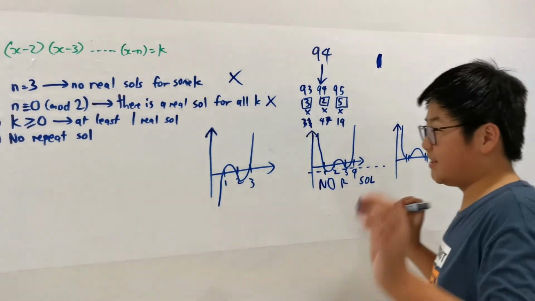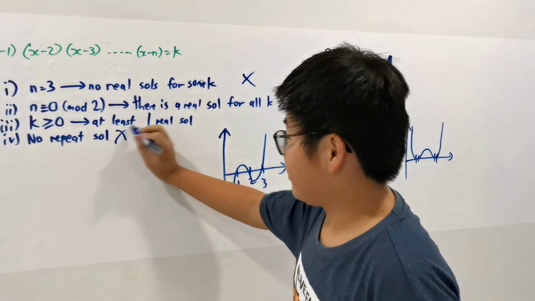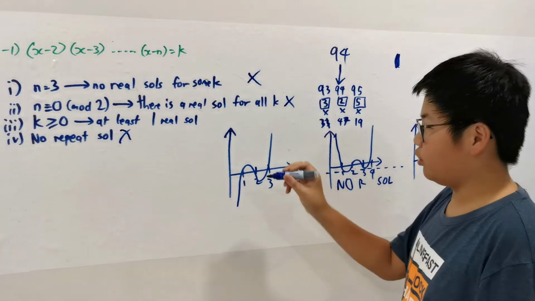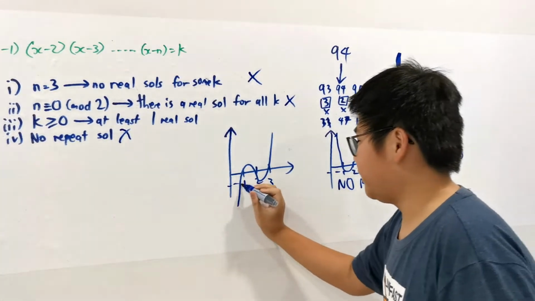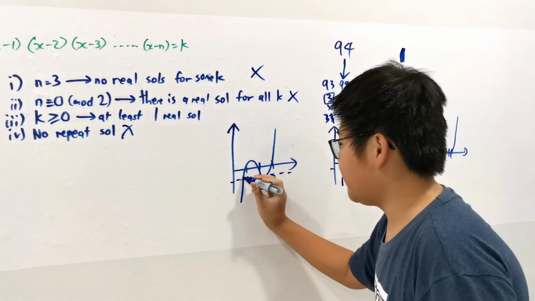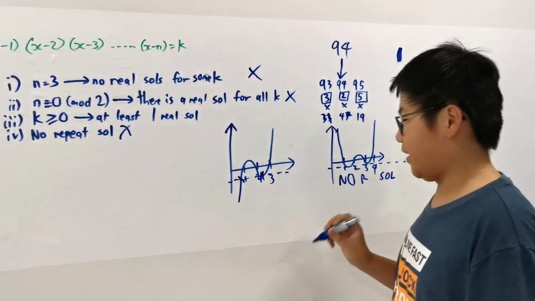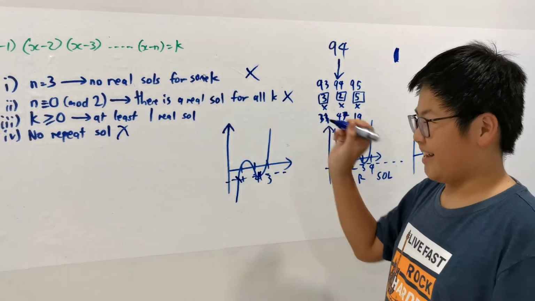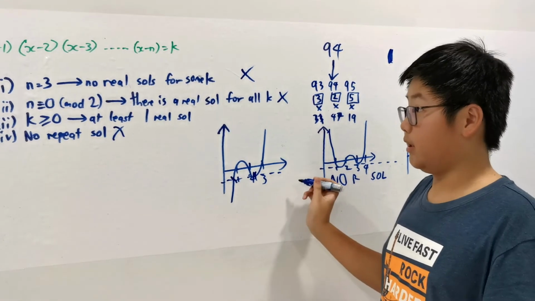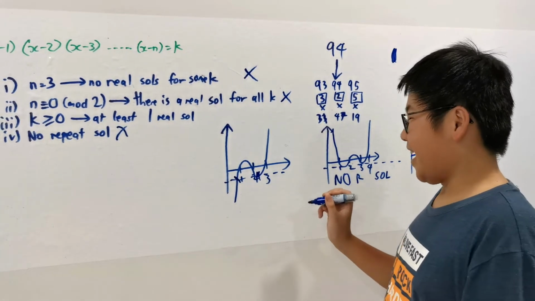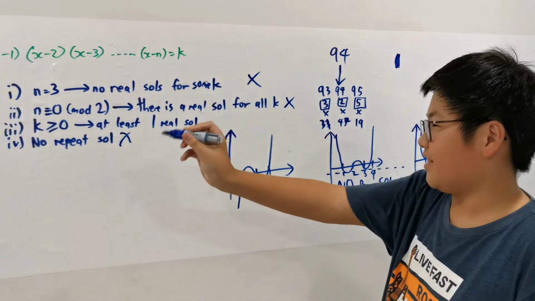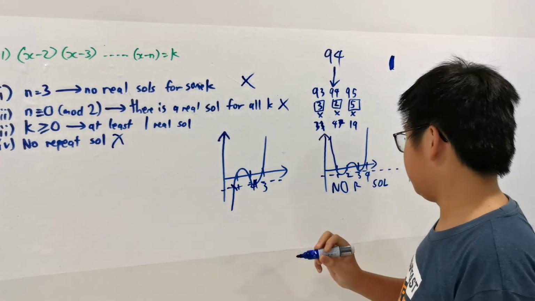And you know what this means? Statement 4 is false. And the same goes for odd numbers. So if the x-axis was here, there will be this single root here and there's a double root here. So there is a repeat solution. Huh? That's confusing, right? Anyway, k greater than 0, at least one real solution.